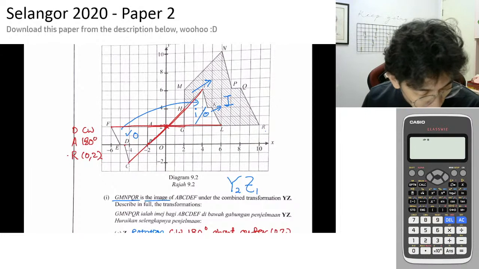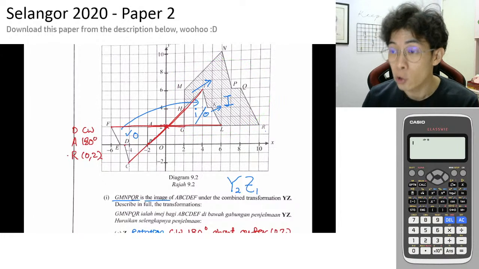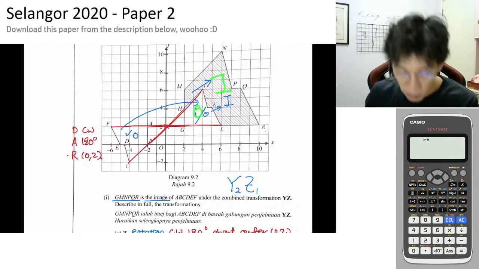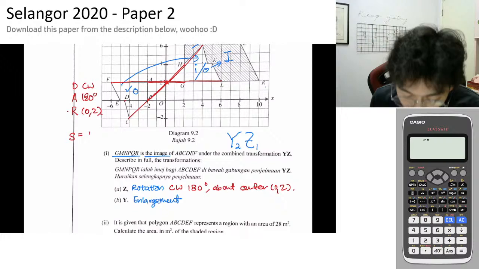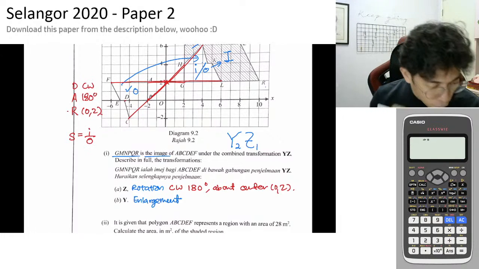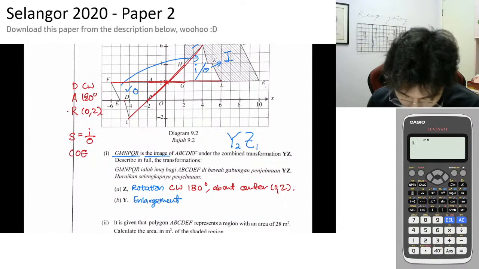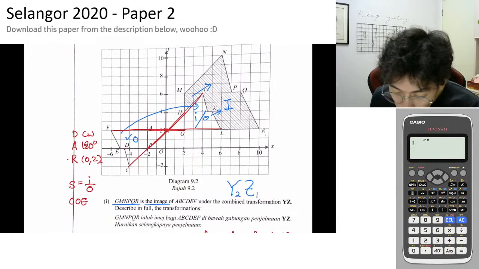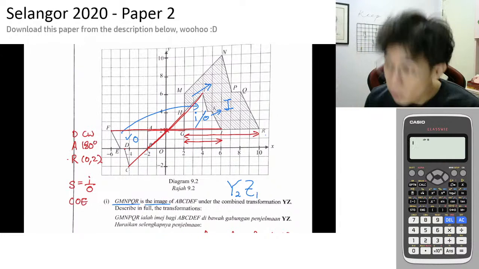And of course, the final part here is an enlargement. This is the one, object to the final image. Enlargement, let me write out. There are only two things that you have to write. Number one is your scale factor, image divided by object. And finally, your center of enlargement. So enlargement with scale factor, image of 8 divided by object of 4. 8 divided by 4, 2.